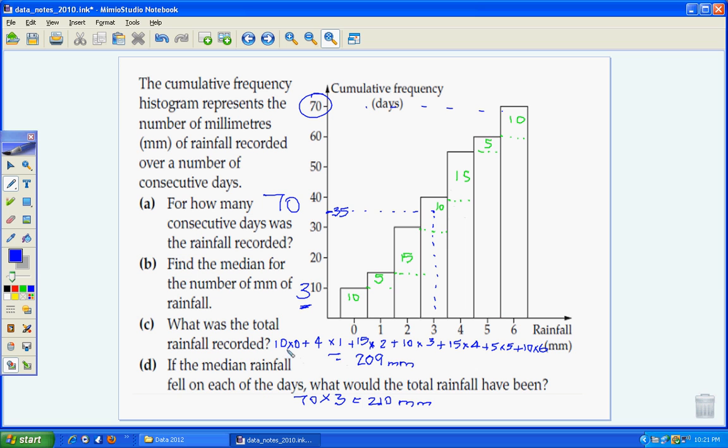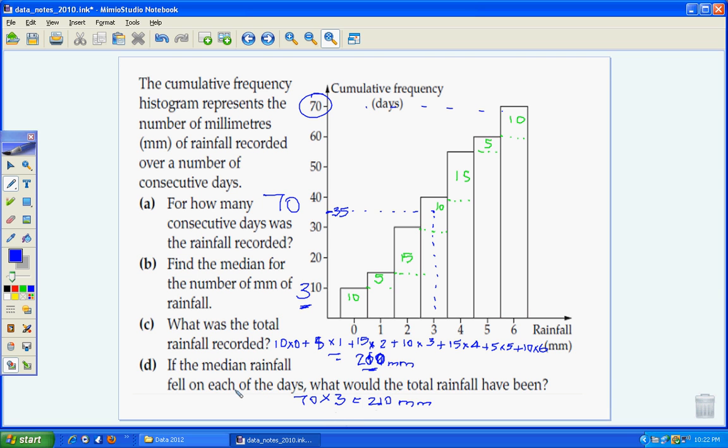But then I've actually done my total by saying, well, 10 lots of 0, 5 lots of 1 there, so it should have been a 5. There, 15 lots of 2, and then so on. And then doing that calculation, so just check my calculation there, because I had 5, so it might actually be 210 that I should have had there.